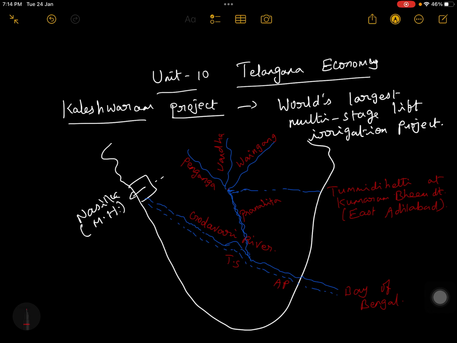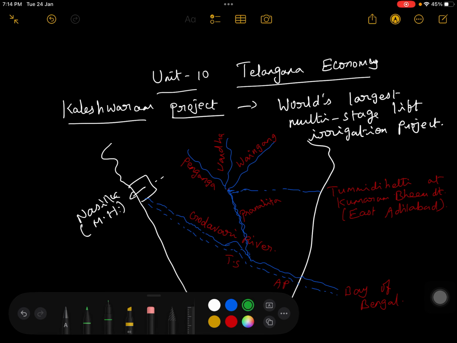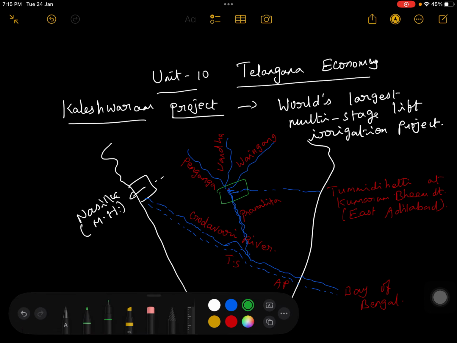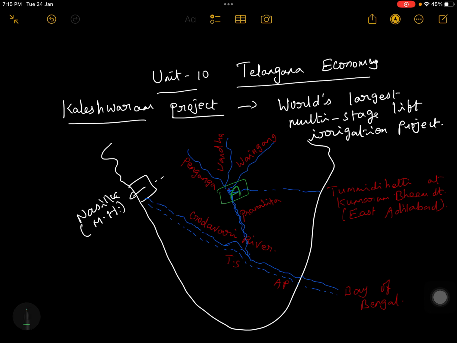Previously, Mr. Y.S. Rajasekhar Reddy, the late Chief Minister of AP, along with the Maharashtra government, wanted to construct a barrage at this place. Let me mark this one as A. This project is called the Dr. Ambedkar Pranahita Chevella Sujala project, and the plan was to construct a barrage here.